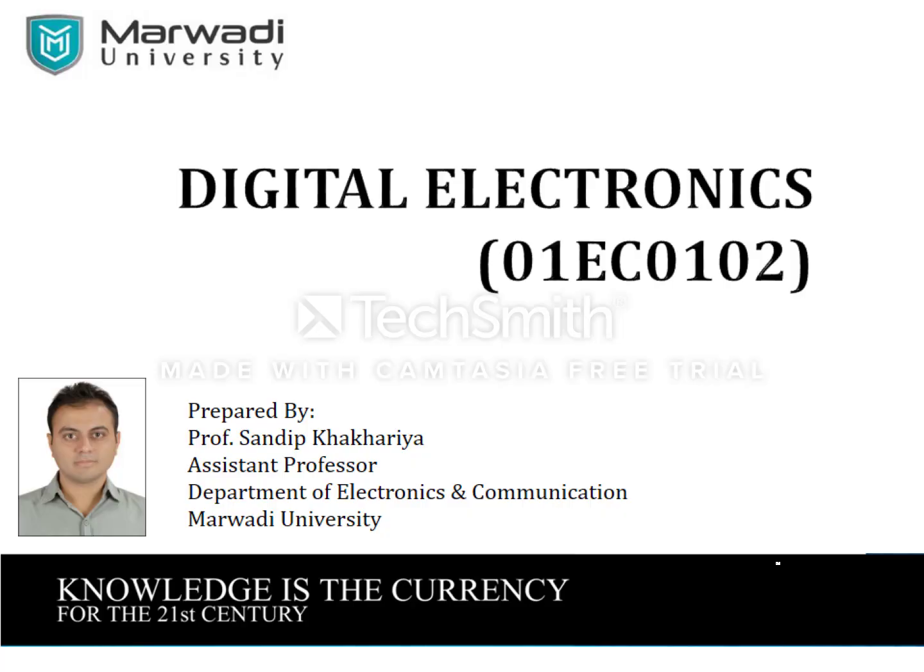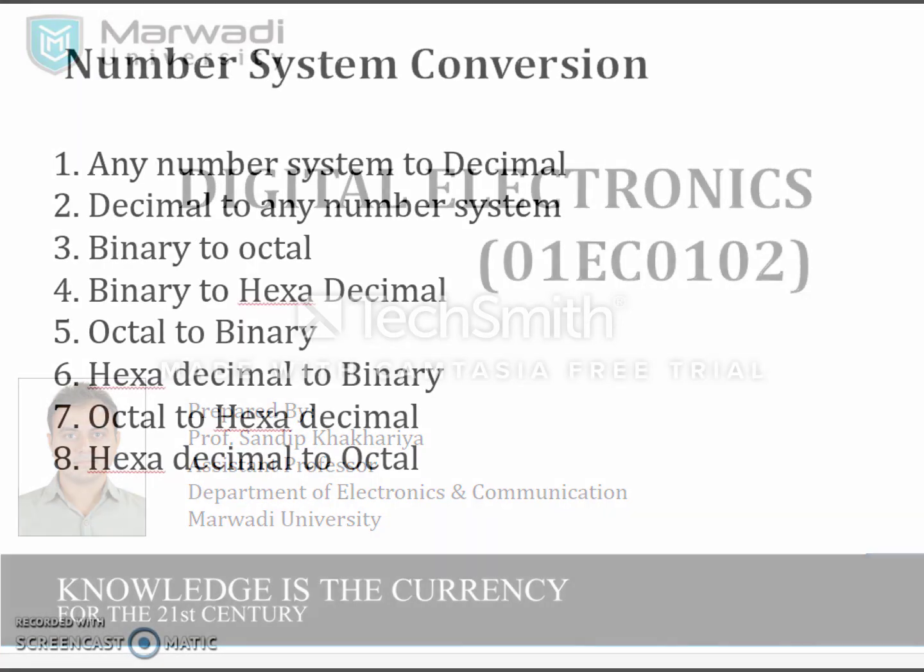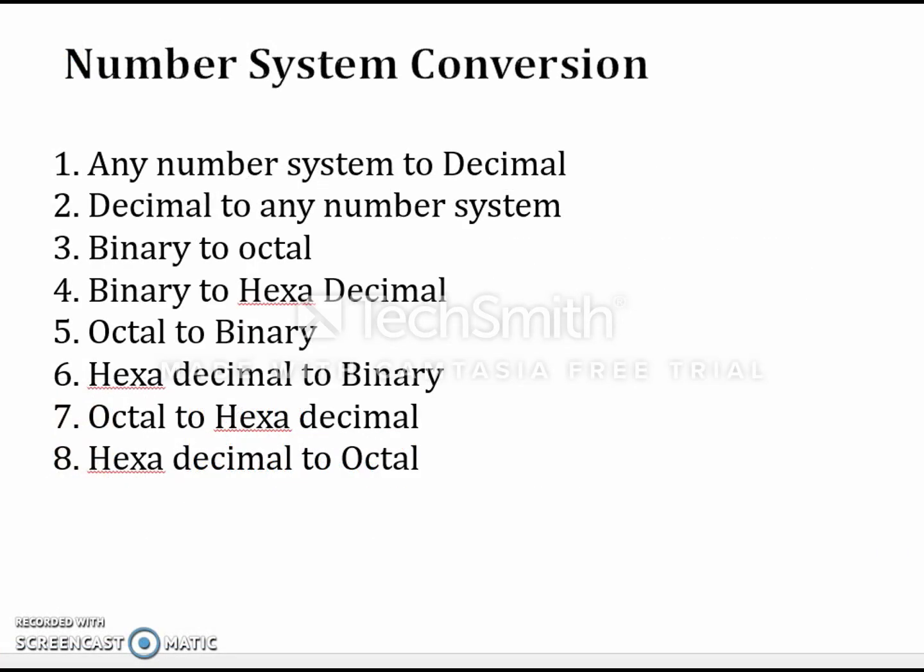Hello friends, you already learned four different number systems, that is binary, decimal, octal and hexadecimal. Today we are going to learn how to convert one number system to another number system. Basically there are 8 methods through which we can convert one number system to other number system. So we will start with the first method, that is any number system into decimal number system.